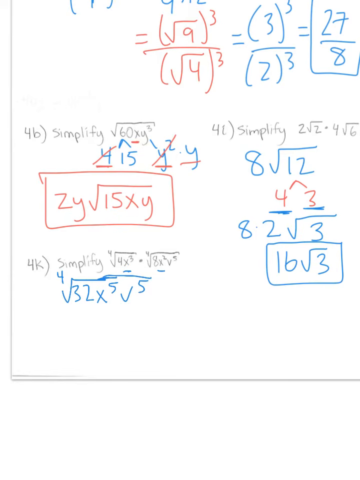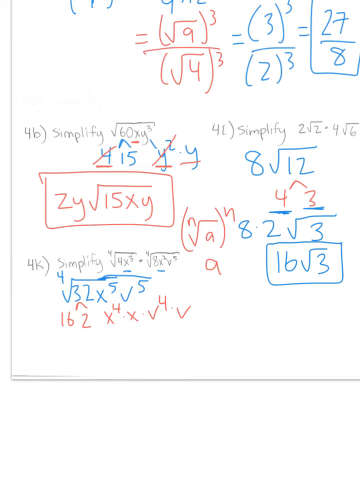I'm going to think to myself, I know that 16 is 2 times itself 4 times. So when I break up 32, I'm going to do it by 16 and 2. For x to the 5th, I know that's equivalent to x to the 4th times x, and v to the 5th is v to the 4th times v. Because I know that the nth root of a to the nth power equals a. So if my index matches my power, they cancel. That's what I'm trying to do here.